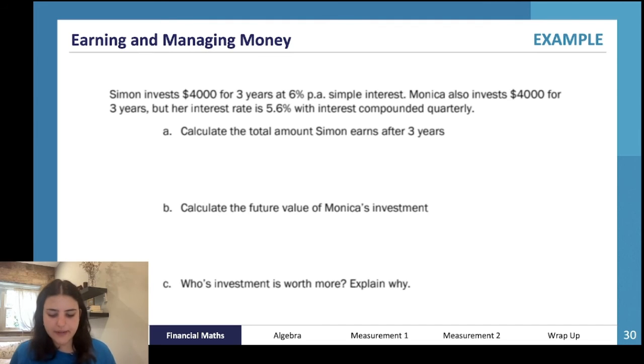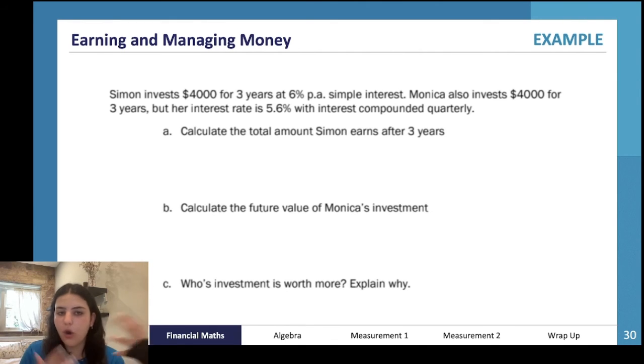Okay, so this is kind of giving you an insight into those interest questions. So interest is the amount that you can earn on a payment that you give a bank, or it's an amount of money that you can owe. When we're investing, we earn money.